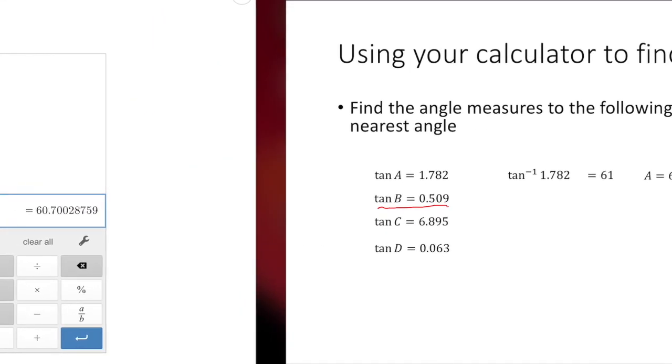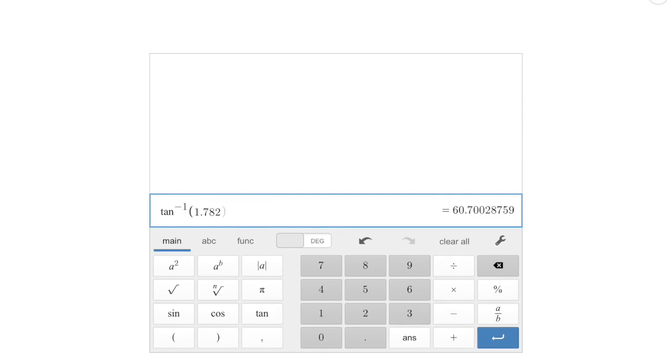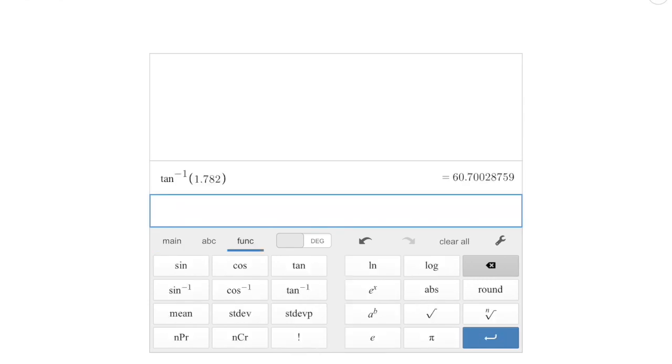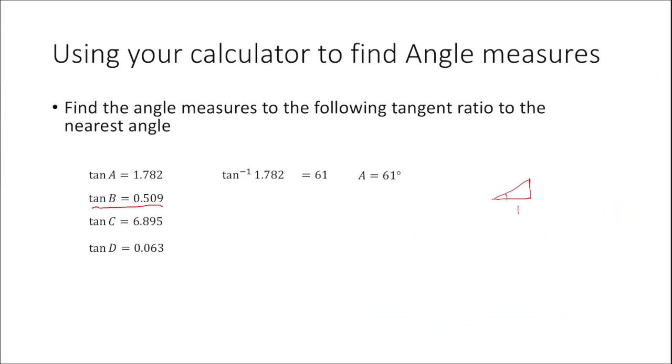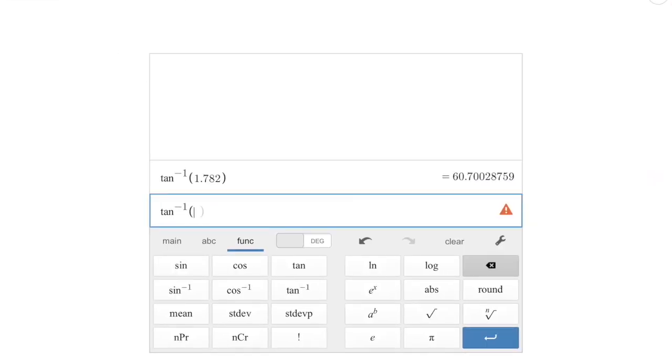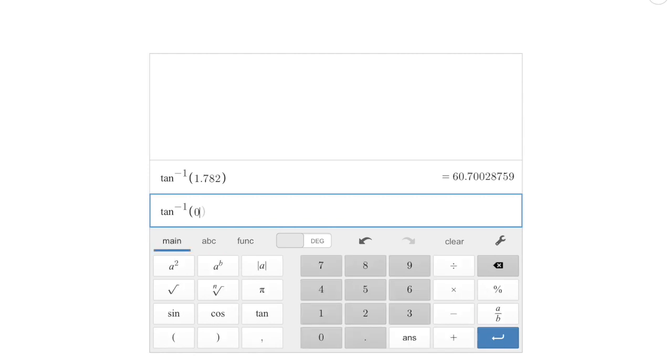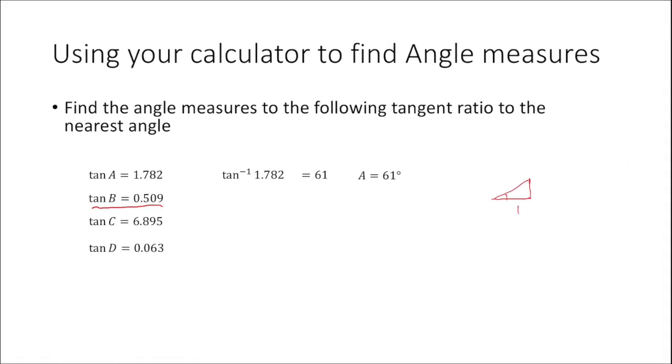Tan minus 1 of 0.509. So how do I get it? I go tan minus 1. A lot of you will have a second function. Tan minus 1, what's the value? 0.509. Is that right? Anyway, I get about 27 degrees, which is what I guessed here.